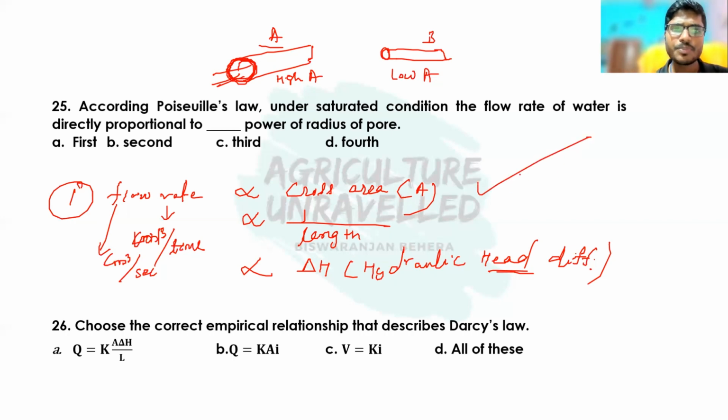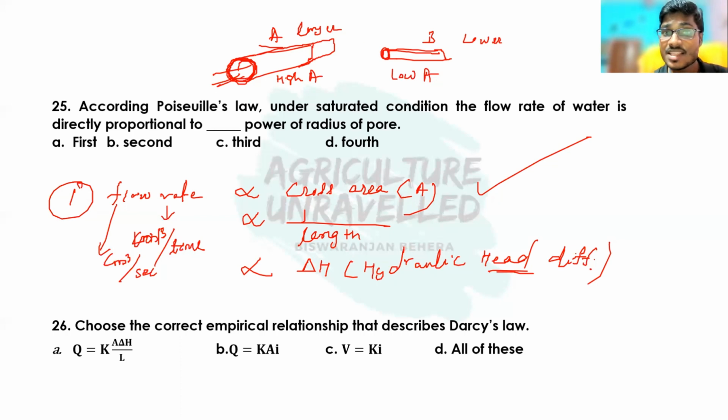Then coming to the next principle, that is, flow rate is inversely proportional to the length. So here two pipes are there. Suppose the B pipe has lower length. It is a shorter pipe, but the A pipe is a longer pipe. So you tell me, in which case will the flow rate be higher?